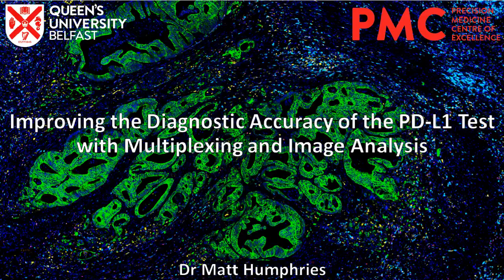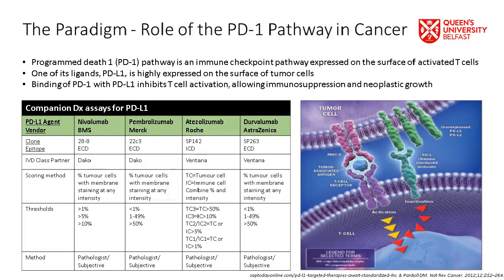Now, I don't need to tell a cancer research audience the importance of the PD-L1 checkpoint in cancer immunotherapy. We all know that the binding of PD-1 and PD-L1 inhibits T-cell activation that allows the immune suppression and can potentially cause neoplastic growth. What many people might not be aware of is the myriad of companion diagnostic assays that are available for the PD-L1 diagnostic test. These come from multiple vendors. They are multiple clones, usually tied to automated staining platforms and, unsurprisingly, to the compounds and reagents and drugs that these companies sell. Some of them actually have different scoring methods.